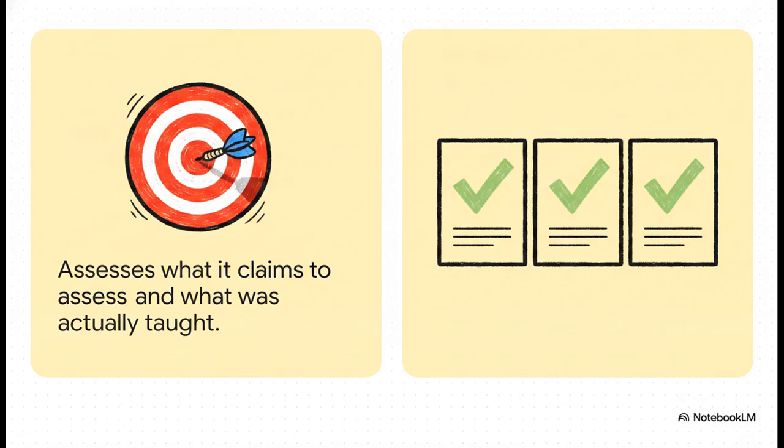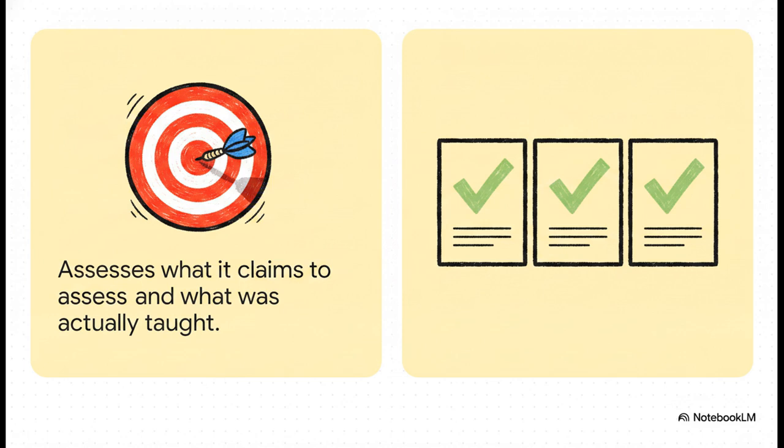Well, a valid test accurately hits the target construct, while a reliable test hits that exact same target consistently, no matter who is doing the grading. Think of it like a dartboard. If your goal is to test a student's ability to write an argumentative essay, but your test just asks them to list some historical facts, that test lacks validity. You're hitting the wrong dartboard entirely.